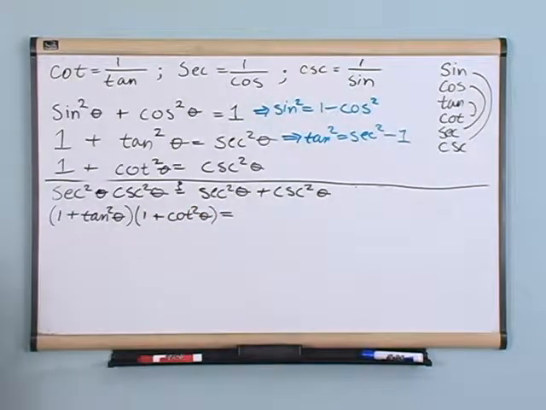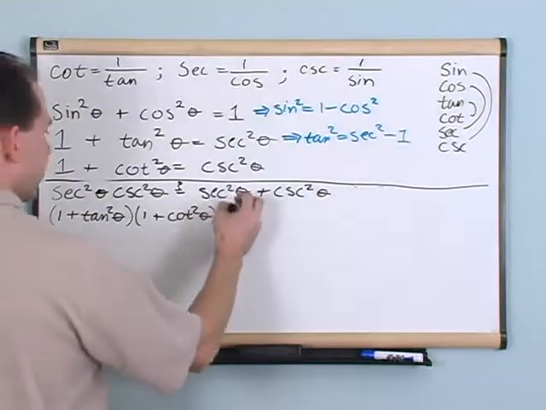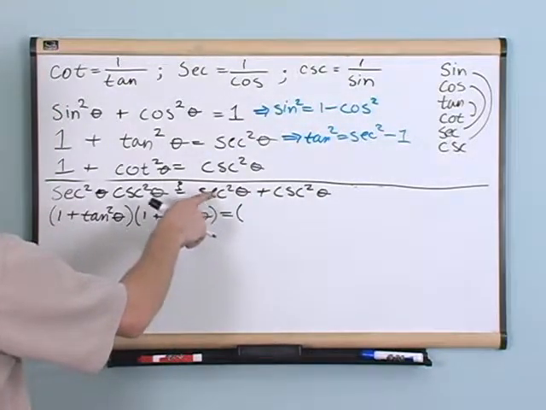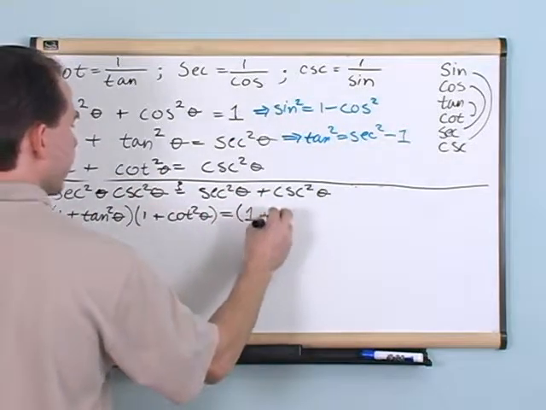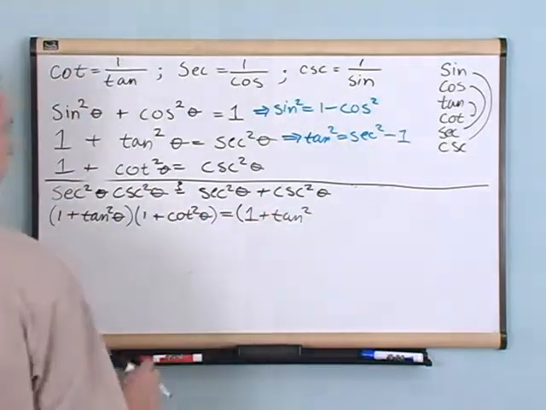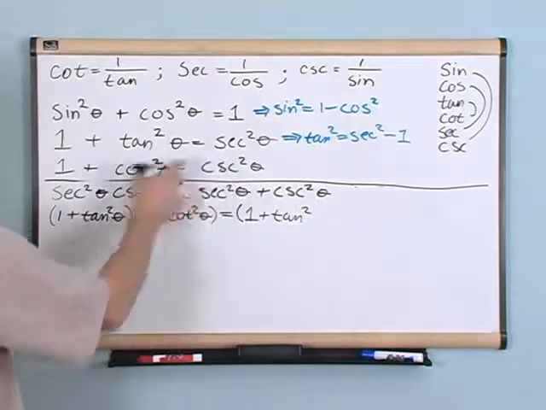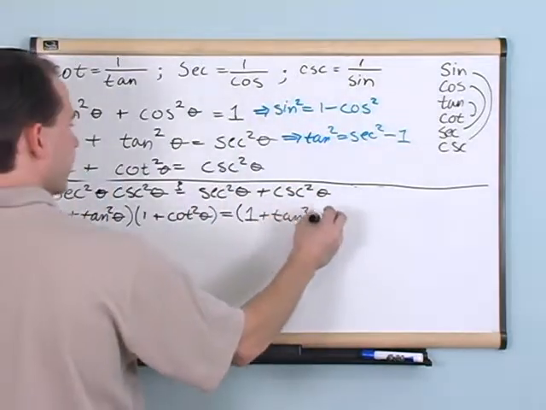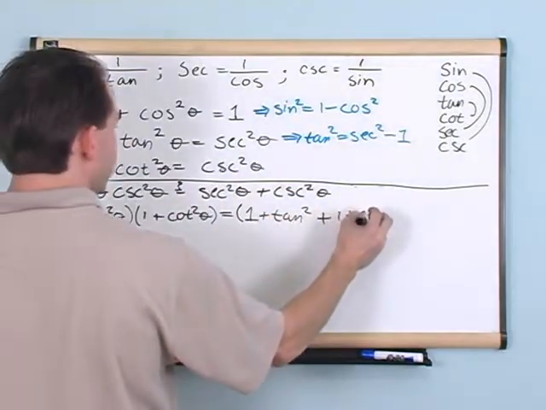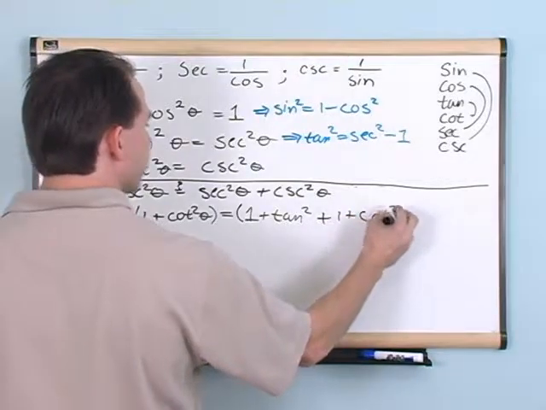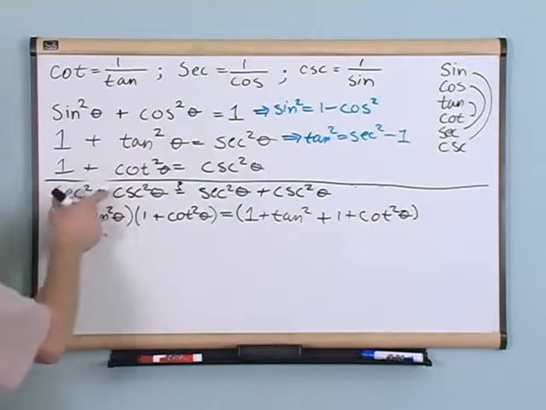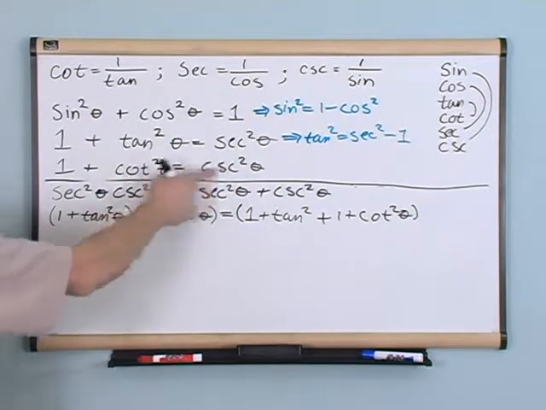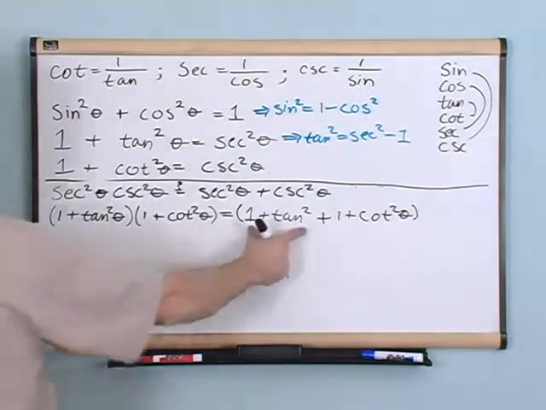Okay? And on the right-hand side, I'm going to use the exact same identity. Secant squared is equal to 1 plus tangent squared. And then cosecant squared is 1 plus cotangent squared. So plus 1 plus cotangent squared of theta. So all I did was plug in here for secant squared, 1 plus tangent squared, cosecant squared, 1 plus cotangent squared, and then the same thing on the right-hand side.